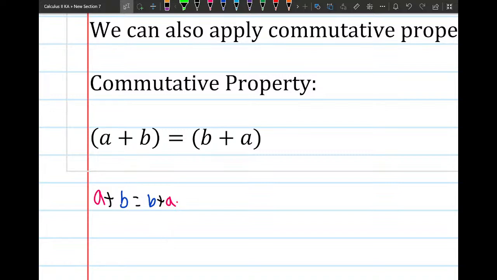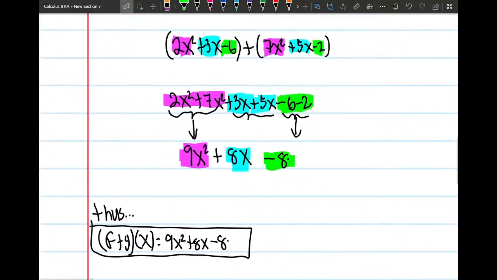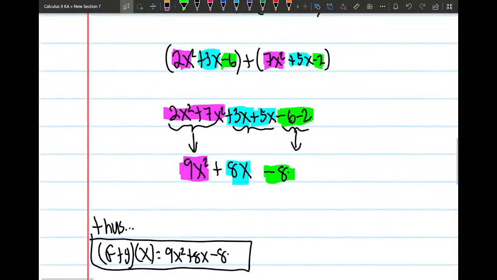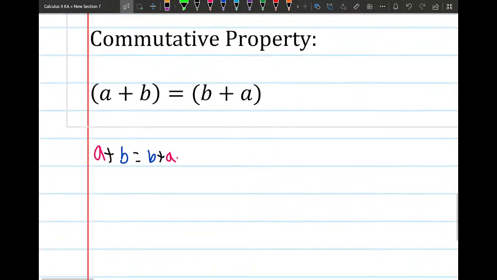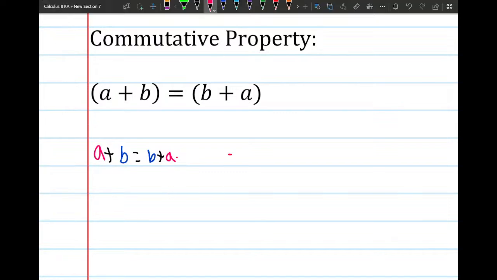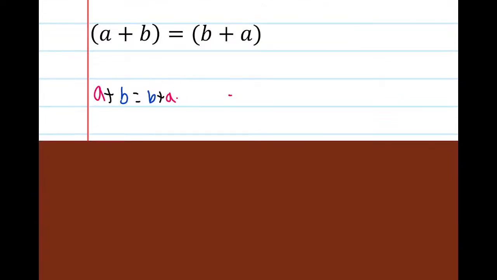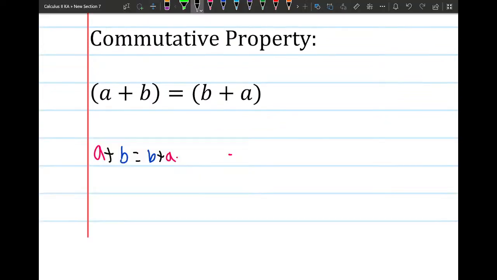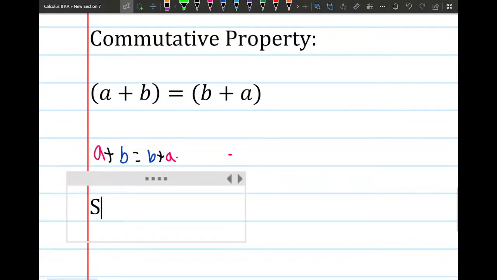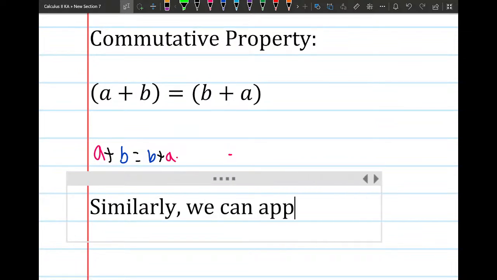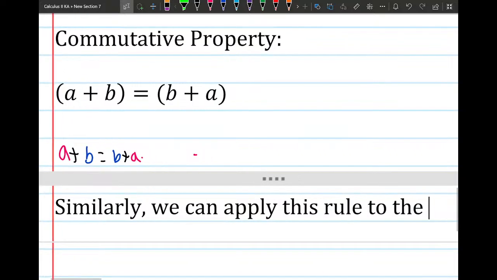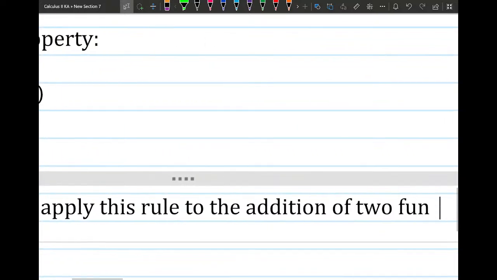So if we go ahead and do this, we can clearly say that the idea is as follows. If we apply this to the composition of functions, we can clearly say that the following is true. And let me actually type it. So similarly, we can apply this rule to the addition of two functions.